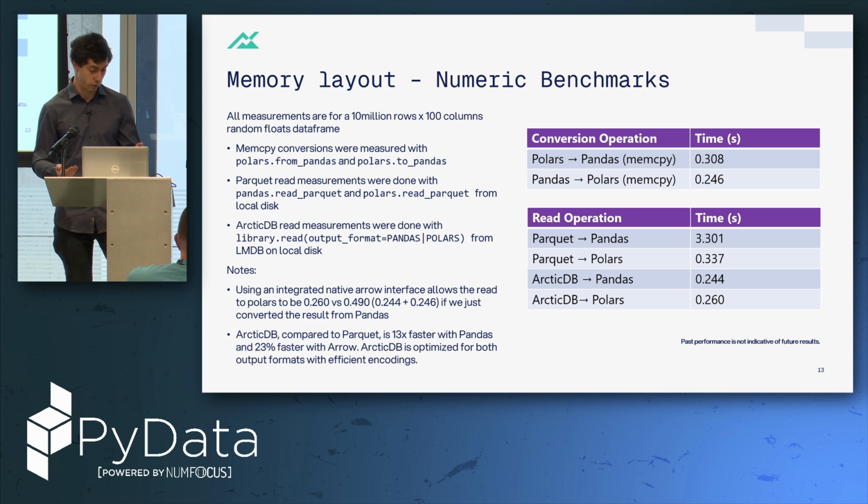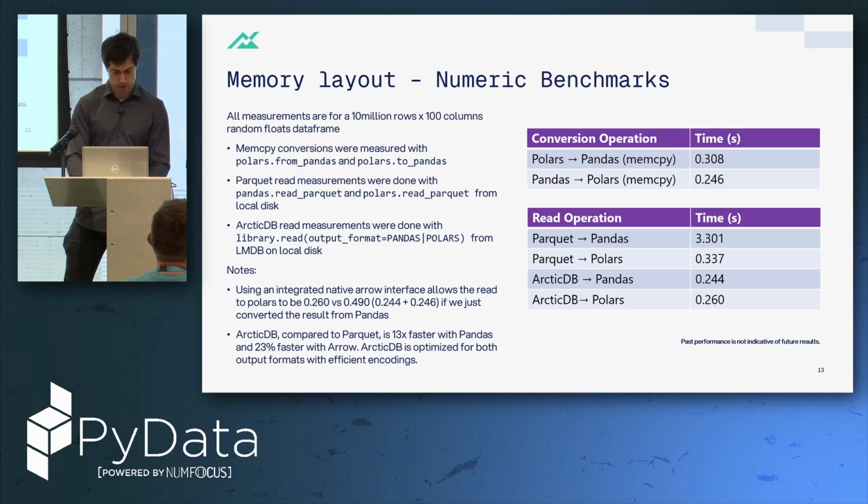into both memory formats. Initially, with ArcticDB, we had only the Pandas integration, and if we had done the naive conversion approach, i.e. read into Pandas, then convert to Polars, it would have actually resulted in around 500 milliseconds of read time, which, as you can see, is around 2 times slower than what we actually get.